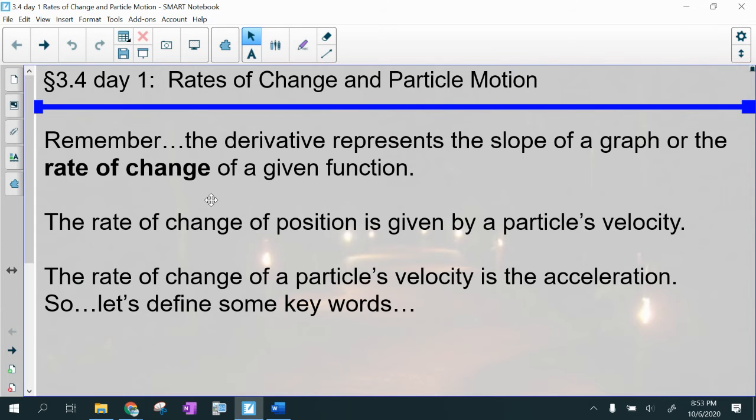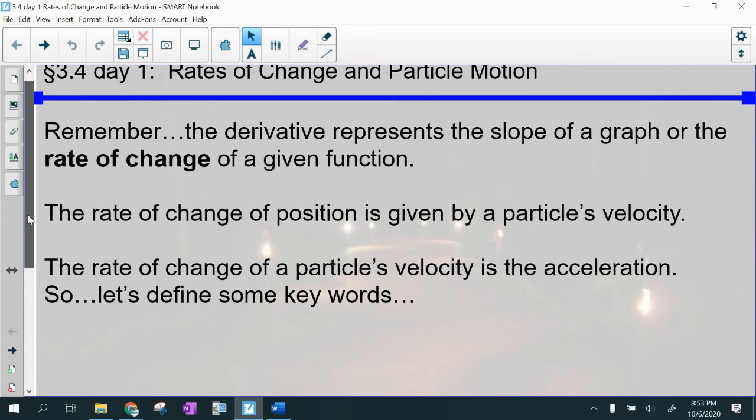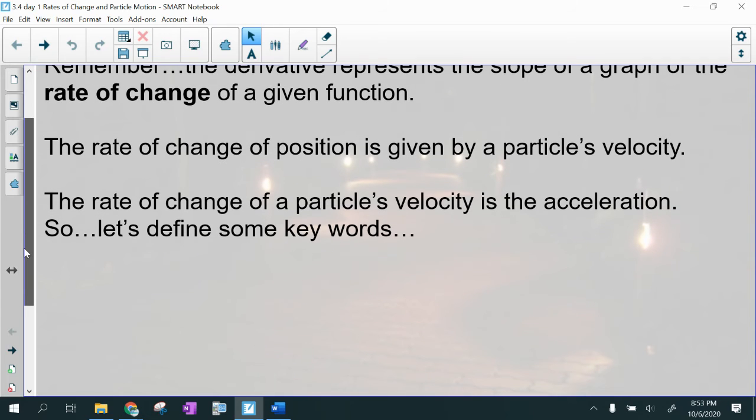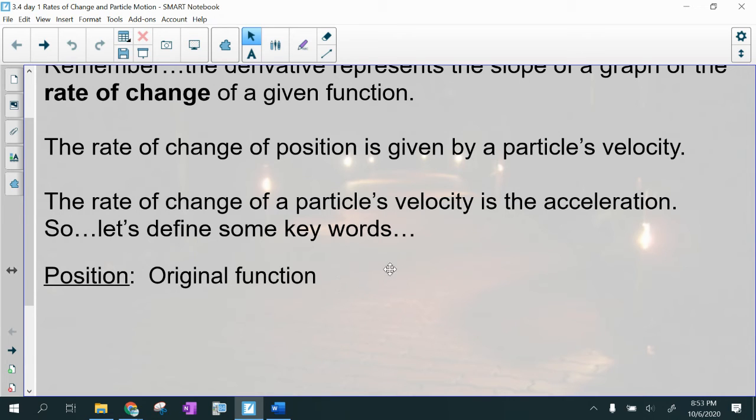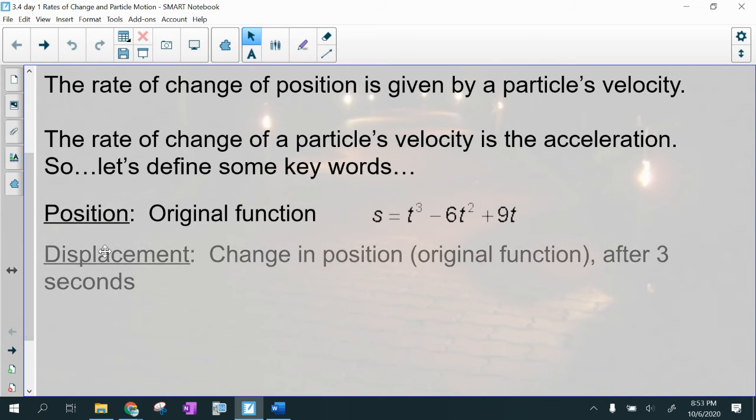Now remember, your derivative represents the slope of the graph, or the rate of change. So the rate of change of position is given by the particle's velocity, and the rate of change of a particle's velocity is called acceleration. So we're going to run through a couple words here. When we're given something, the position is going to be my original function. Here's an example of a position function. Then I can talk about my displacement. That's my change in position.